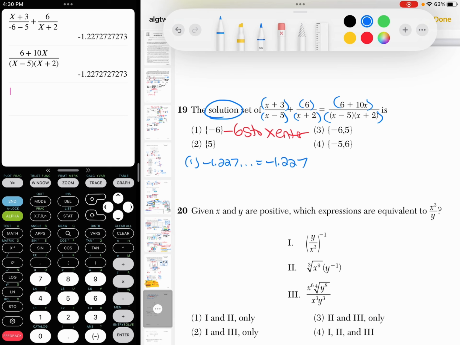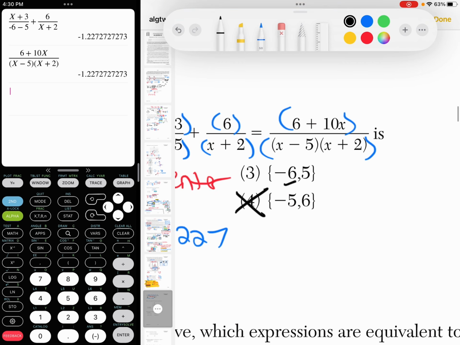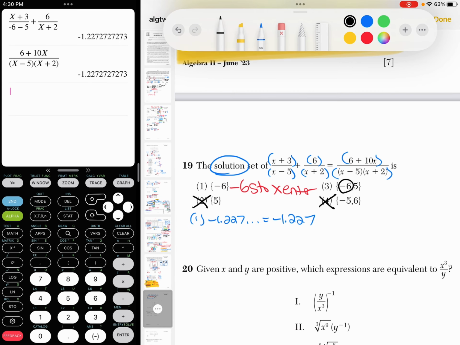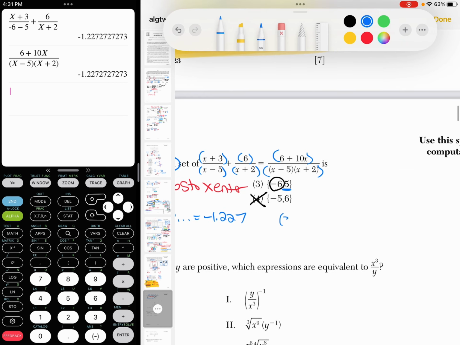But, like I said, you should always check all of your other answers. Because -6 is an answer, though, I can eliminate this, and I can eliminate this because they don't have a -6 in it. But see how this one does? So it's either going to be choices 1 or 3 right now. I have to check to see if 5 works. If it works, I'd pick choice 3. If it doesn't work, I'd pick choice 1. So now we're trying out 5.